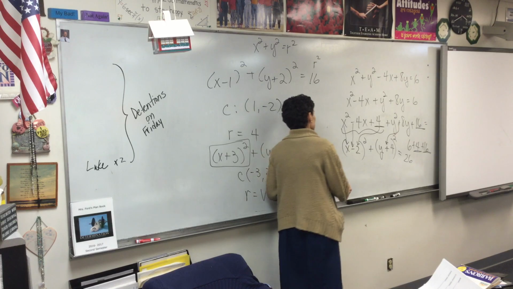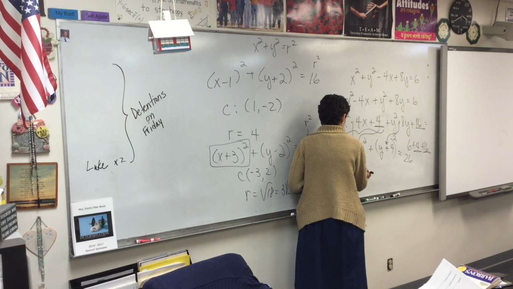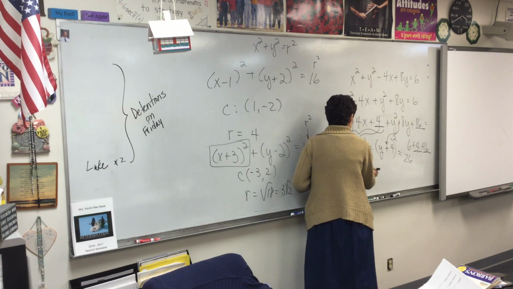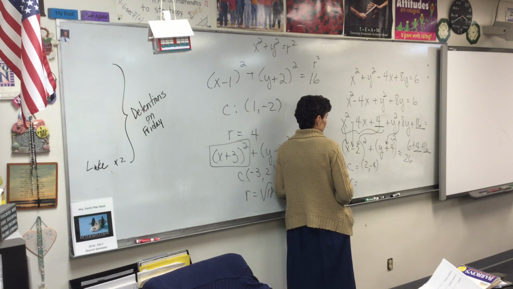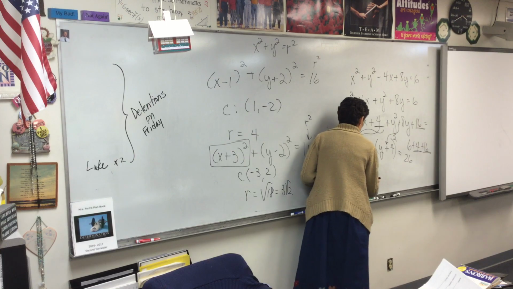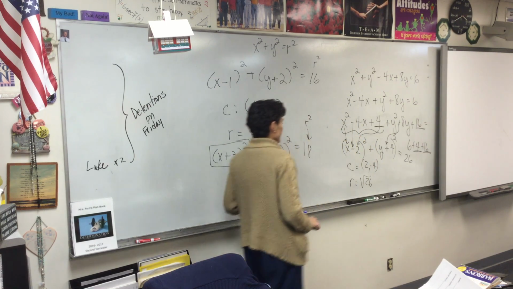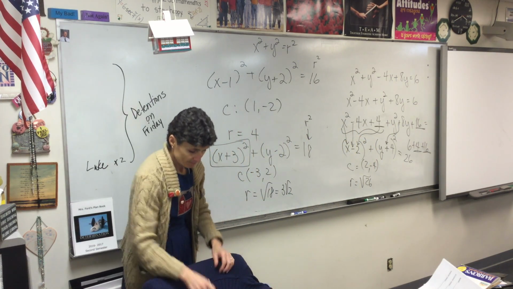Now can you tell me my center and my radius? 2, negative 4 is my center. Square root of 26 is my radius.